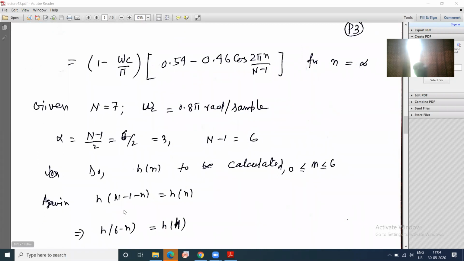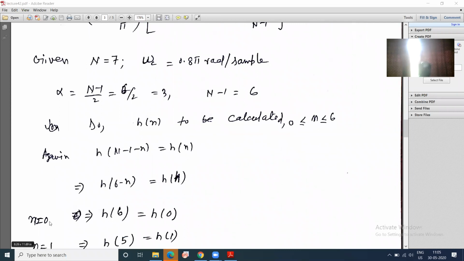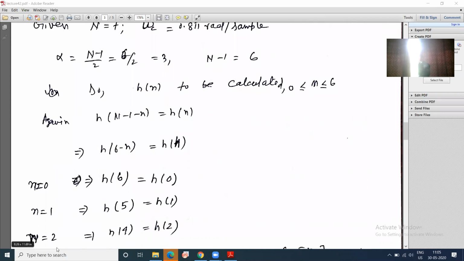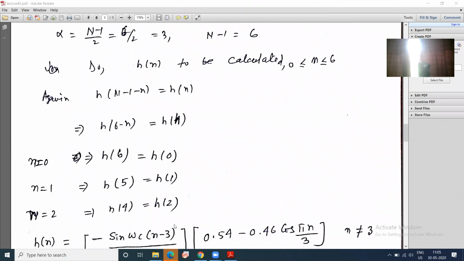Now, if I assume the symmetric condition h of N minus 1 minus n equal to h of n, then h of 6 minus n equals h of n. Therefore, if I put n equal to 0, it becomes h6 equal to h0, h5 equal to h1 for n equal to 1, and for n equal to 2, h4 equal to h2. I think you understood this. This is the symmetric condition I have applied. And h3 equals h3, so I have not written it.